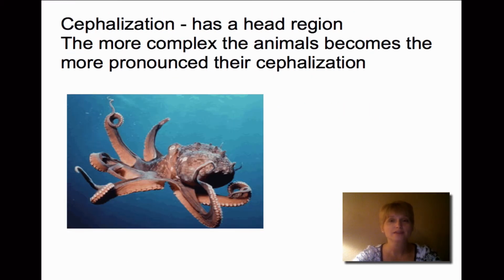Cephalization means that the animal has a head region, and so some very simple animals do not show cephalization. We can't tell the head from the tail area, but as the animal becomes more complex, then we start to see a very pronounced cephalization. So if you think about the really complex animals that you've seen before, they always have a head.